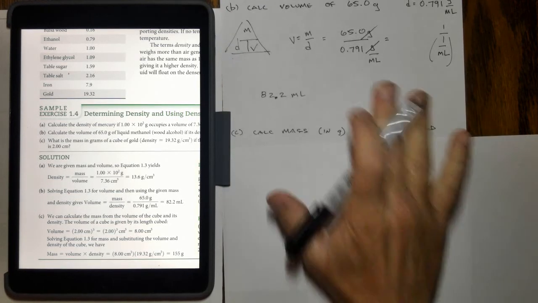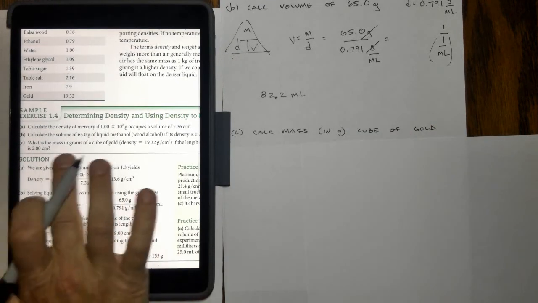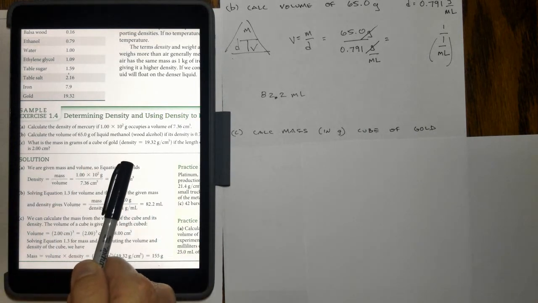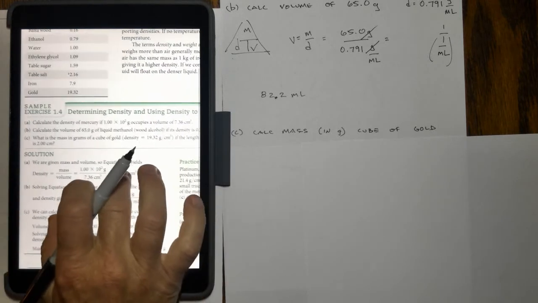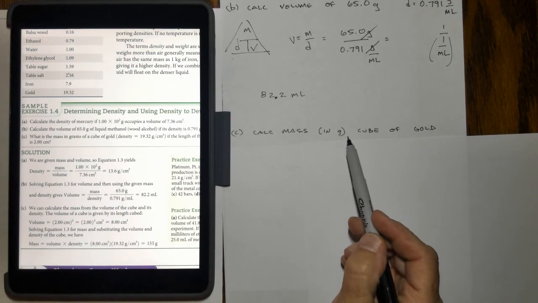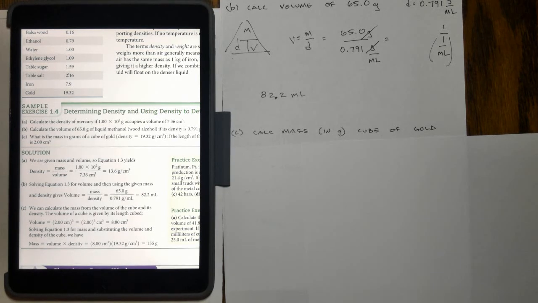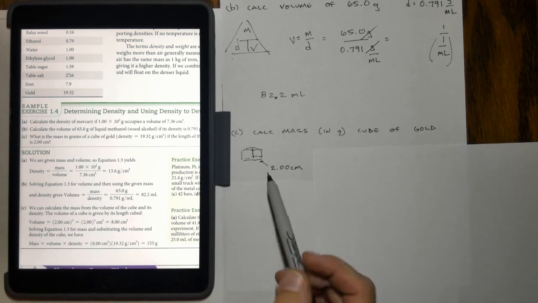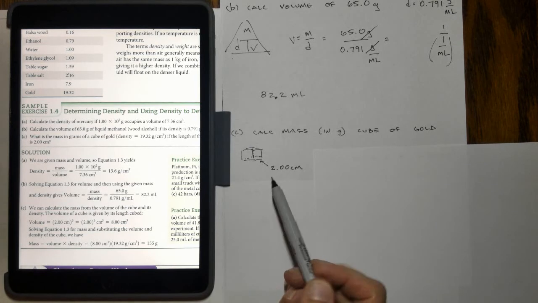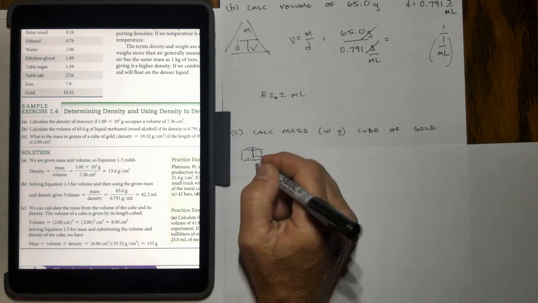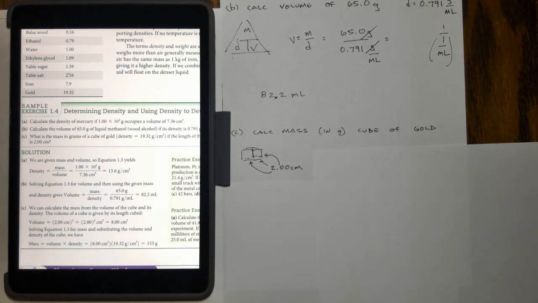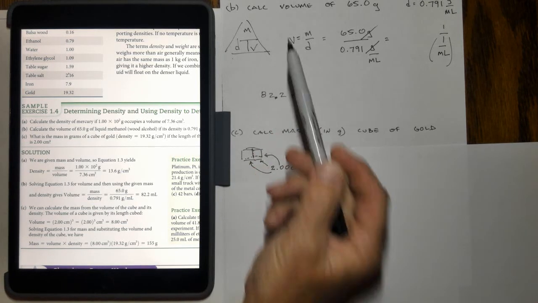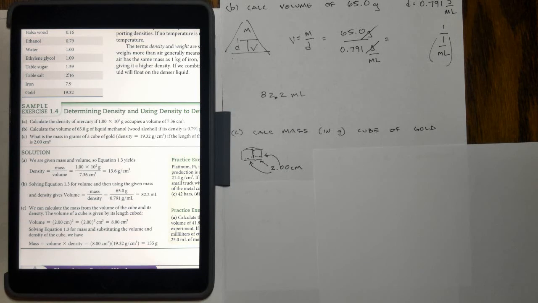Letter C says, what is the mass in grams of a cube of gold if the length of the cube is 2 centimeters? So calculate the mass in grams of a cube of gold, and we're told that the cube of gold has a length of 2 centimeters. Now if you know about cubes from geometry class, if the length is 2 centimeters, that means the width is 2 centimeters, and that means the height is 2 centimeters. So it's 2 by 2 by 2. And since we're probably going to look for volume in here, you can know that length times width times height, of course, gives you volume.